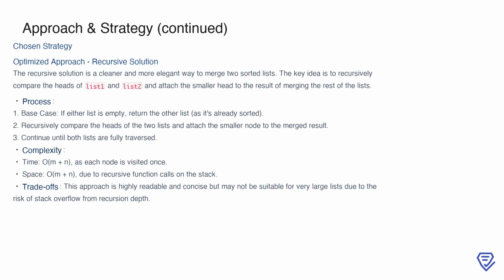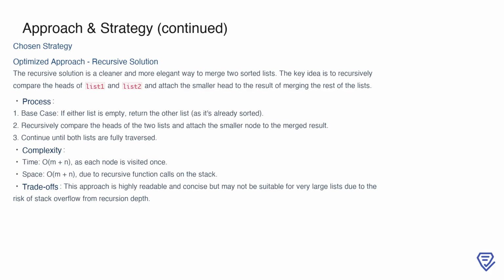At each step, we attach the smaller of the two nodes to the result of merging the remaining nodes from both lists. The base case for this recursion is when either list becomes empty. In that case, we return the other list as it is, since it's already sorted. This process continues until both lists are fully traversed.